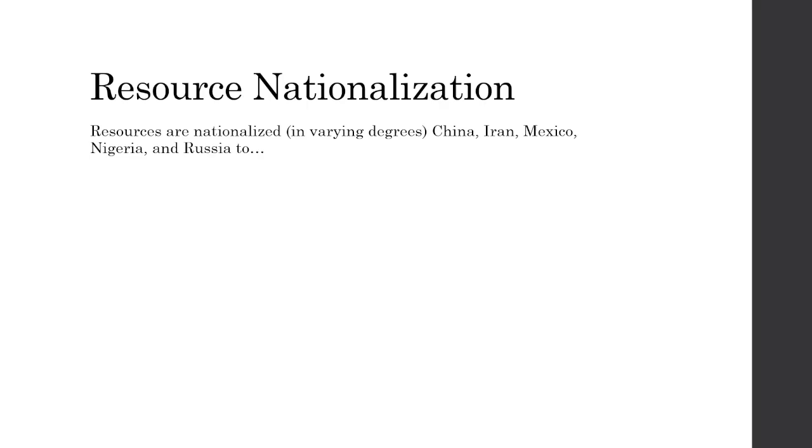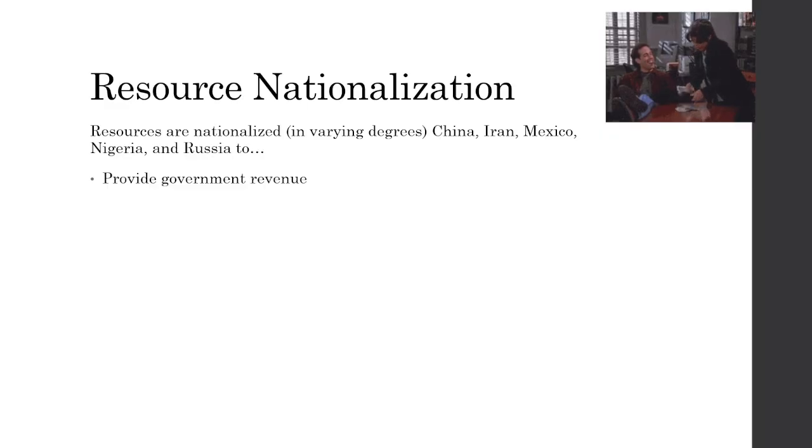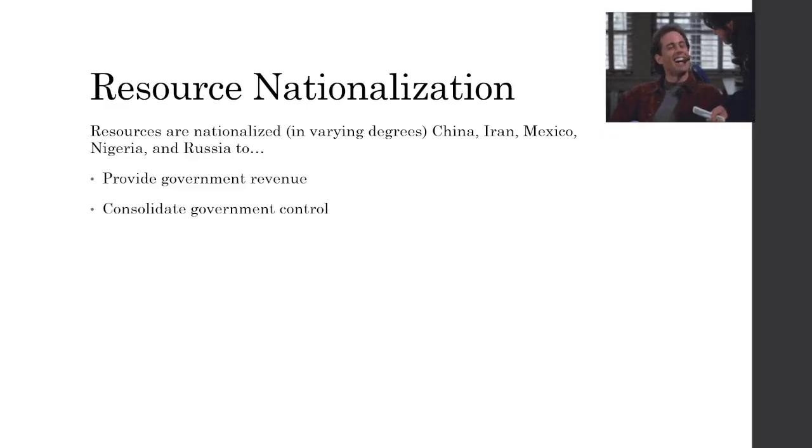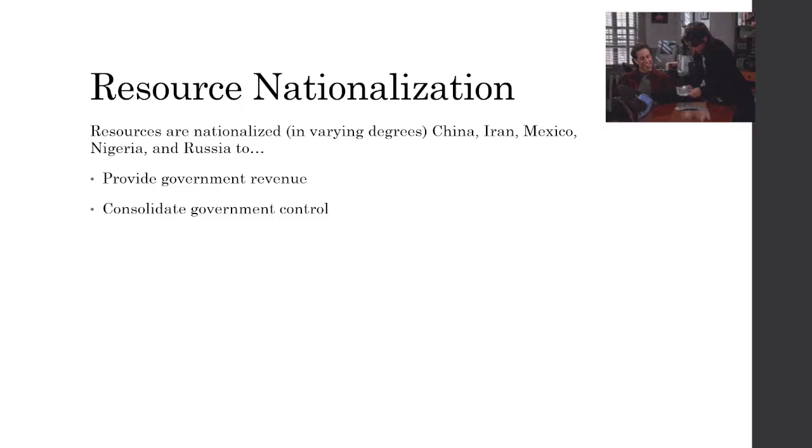Alright, we're going to talk about resources now. This is the final part of the course, natural resources. We can go through this, alright? So resources are nationalized in varying degrees in China, Iran, Mexico, Nigeria, and Russia to do what? To provide government revenue and to consolidate government control. Remember, national means that it's within public control, which means the government controls it.